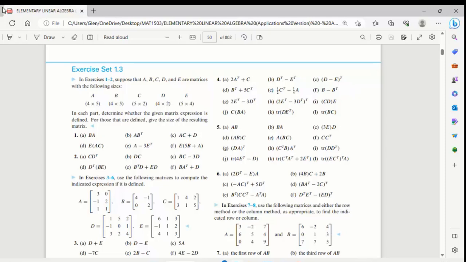I got first row, 3/8 and 9/8. Second row, 3/2 and 3/8. Last row, 3/4 and 15/8. Yes, sir.